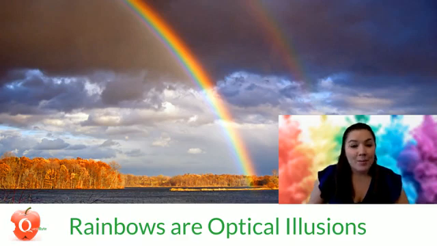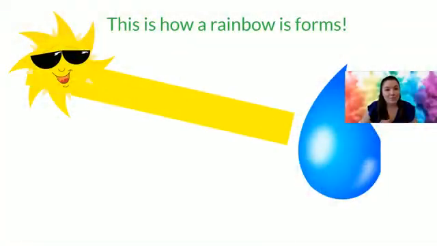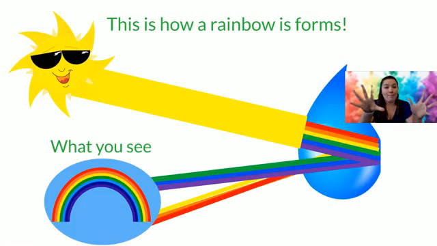Let's watch an animation about what happens when the sunlight hits the water droplet in the air. You can see the sunlight coming across, and once it hits, boom, it creates a rainbow. The reflection and the dispersion of the sun's light causes all of these beautiful colors to be seen from the ground. And that is why we see rainbows.